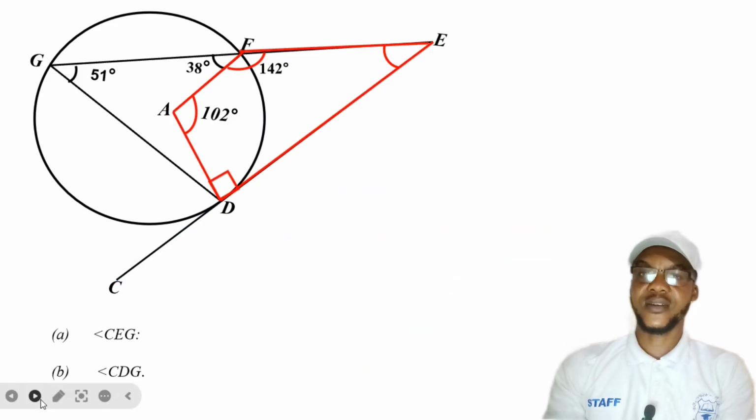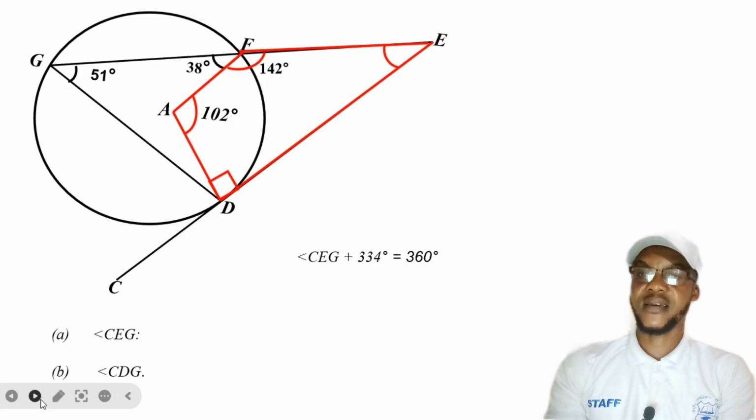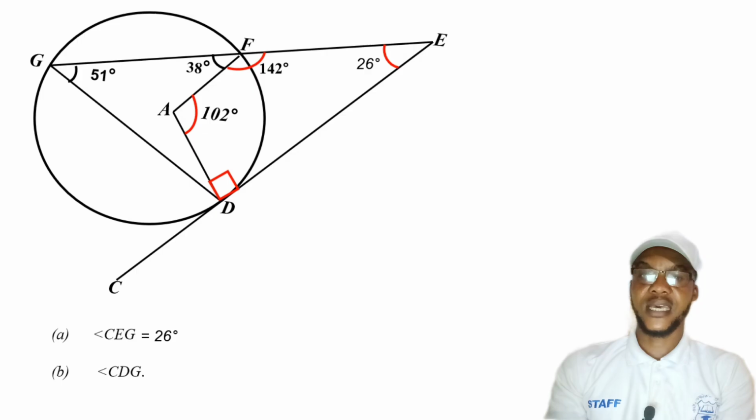If that's the case, then we can conclude that angle D in the question is 90 degrees. Now that we know all these angles, but we don't know the angle at E, we can easily calculate it. It's just a matter of summing all these angles and equating to 360. We do our calculation and we get 26 degrees for that angle. For that matter, we can conclude that for question A, our answer is 26 degrees.